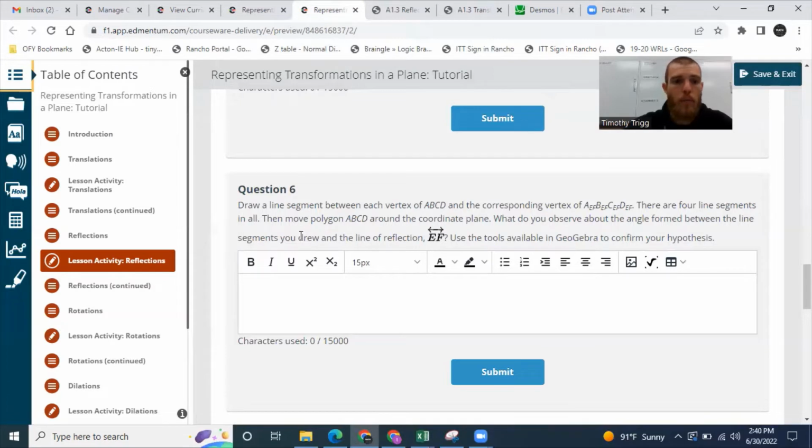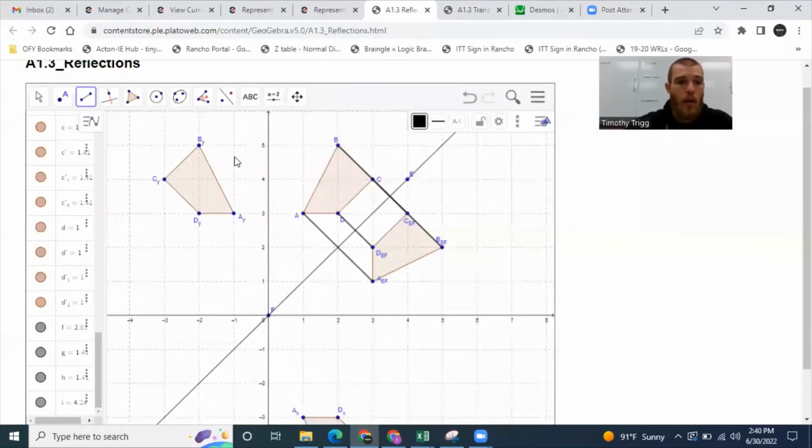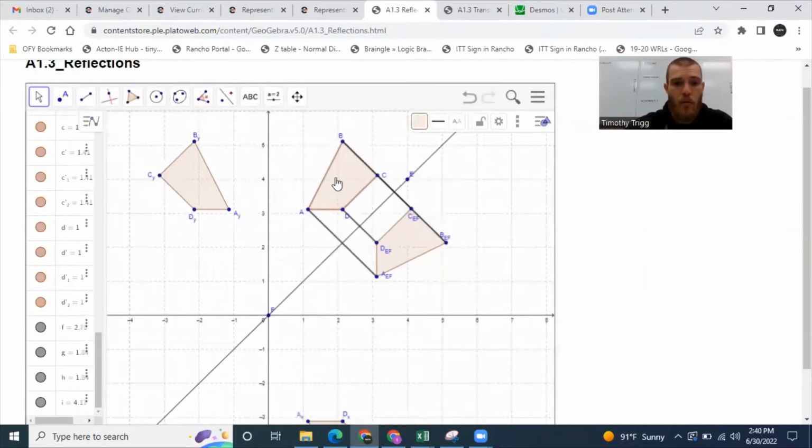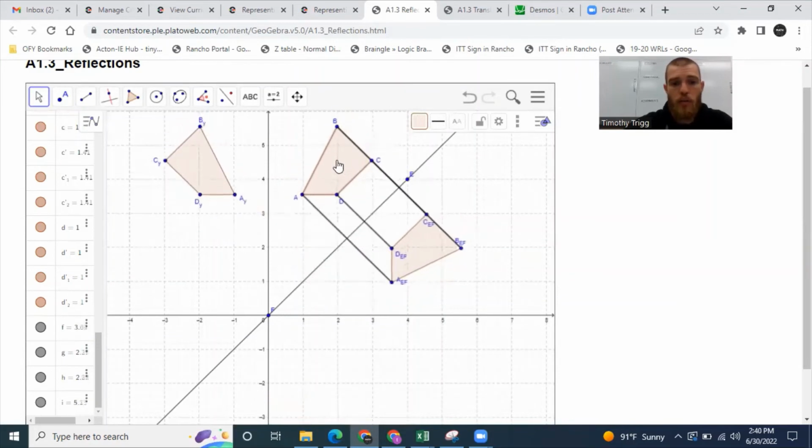We did that, great. Then move polygon ABCD around the coordinate plane. What do you observe about the angle formed between the line segments you drew and the line of reflection EF? Use the tools available on GeoGebra to confirm your hypothesis. So go to the move tool, and when I move this around, what do we notice? The main thing they want you to see is the angle that's formed between this line and our lines that connect our image and pre-image. So the line of reflection and this line, they form what kind of an angle?